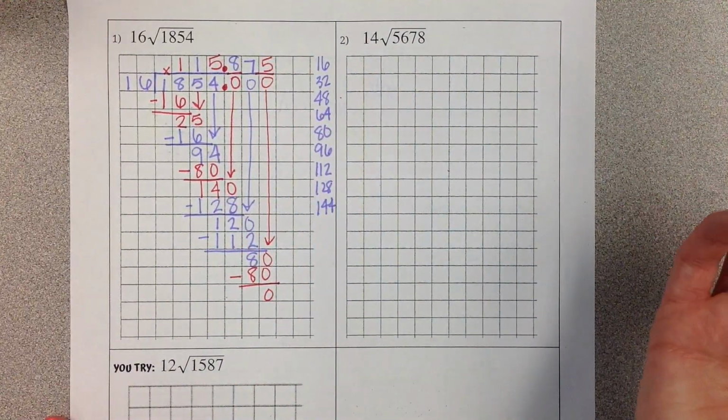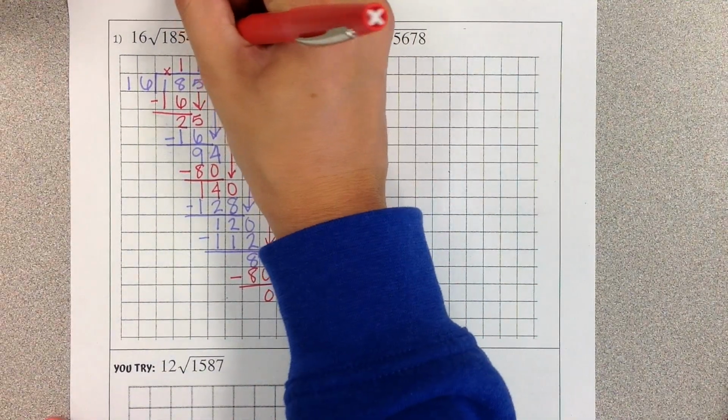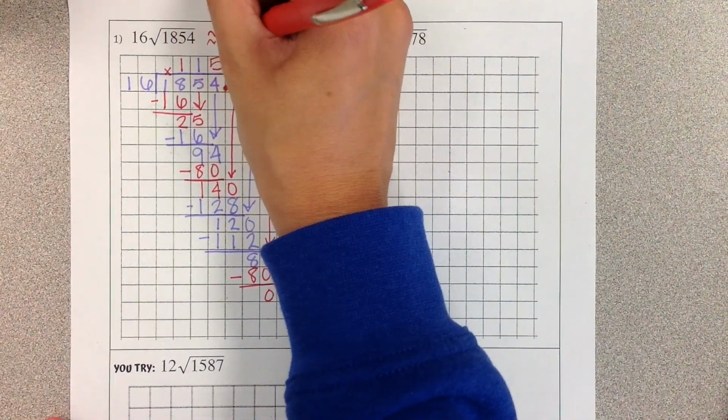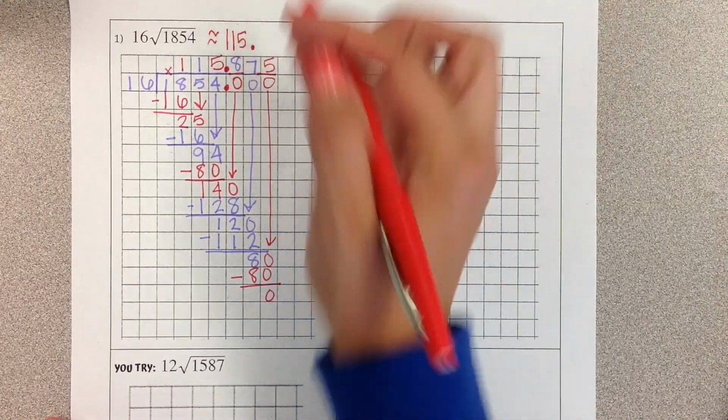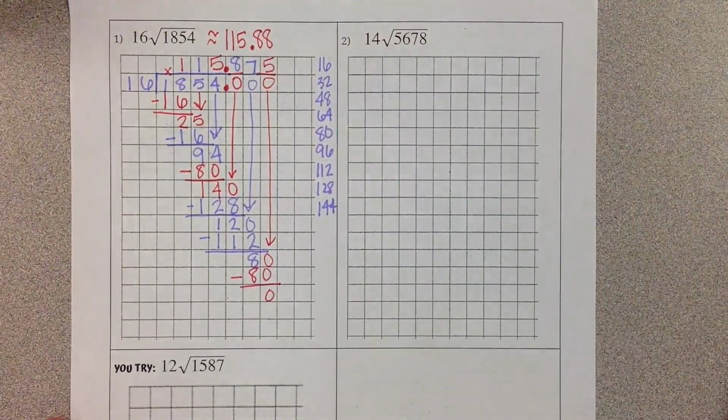It says to round to the nearest hundredth, so you can either leave it as this, or you could say it's about 115.88, since the 5 says the 7 rounds up to 8.